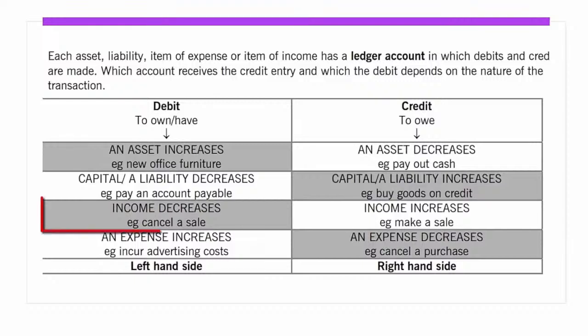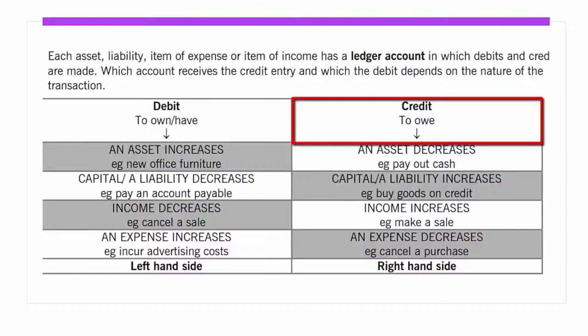3. Income decreases. If you cancel a sale or give a refund, your income decreases, so you would debit the account. 4. An expense increases. For example, if you spend money on advertising, this is an expense, and it would go on the debit side. What happens on the credit side? The credit side is all about what the business owes, gives, or earns. Here's when you would use the credit side.